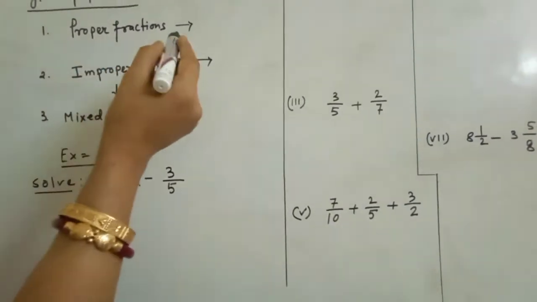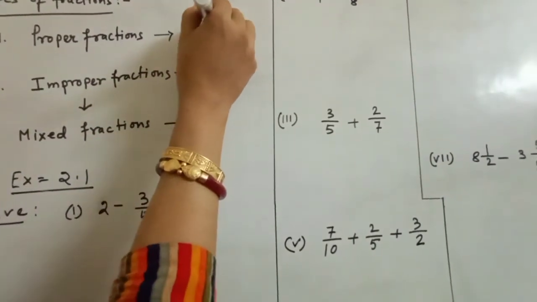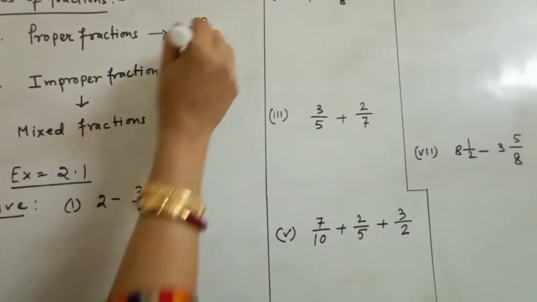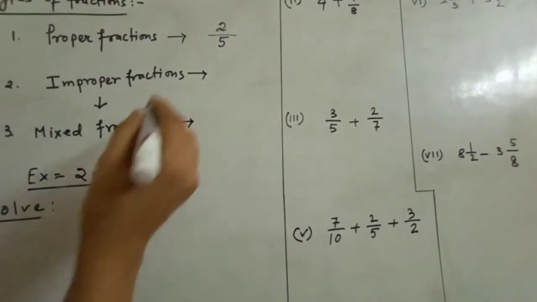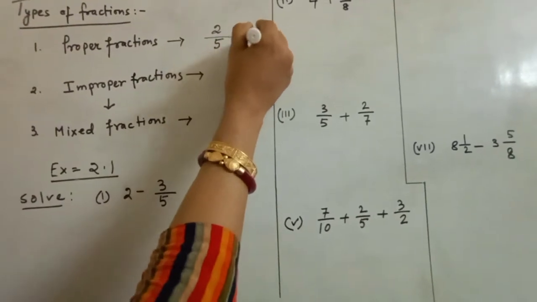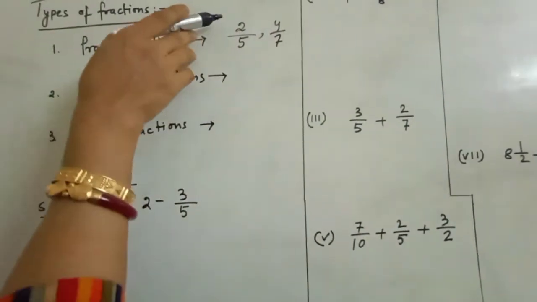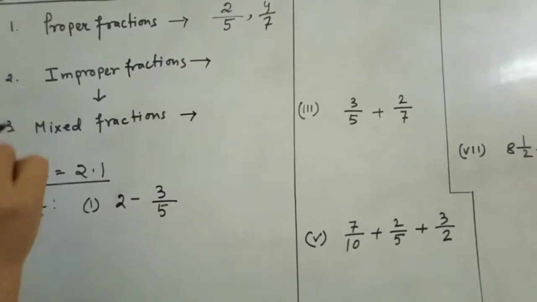What is a proper fraction? When the numerator is less than the denominator. This is a proper fraction. Examples of proper fraction I have given: 2 by 5. Give another one, say 4 by 7. Whatever the numerator and denominator, the numerator will be less than the denominator.